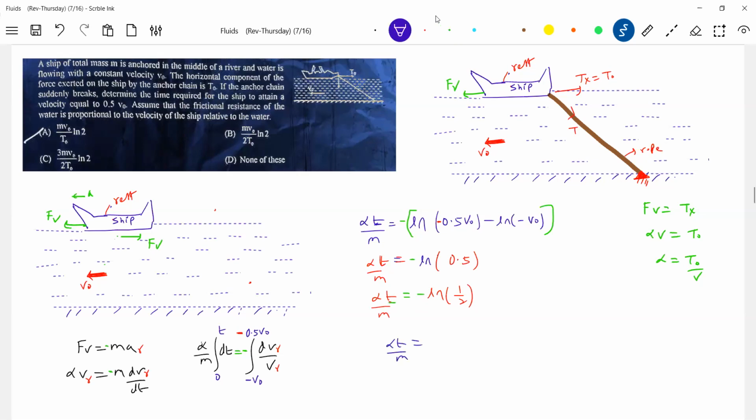Alpha T m log 2. So this T is equal to m alpha log 2. What is alpha? Alpha, what we have is... I think that there should be V naught, no? It is, yeah. m V naught, T naught.